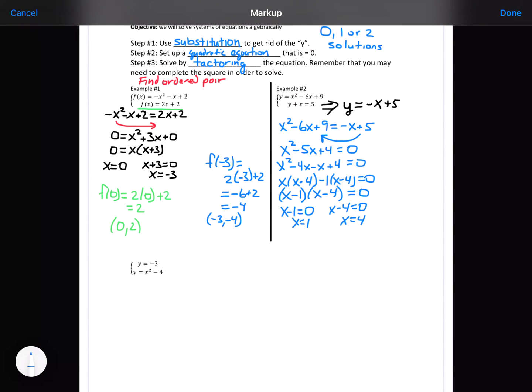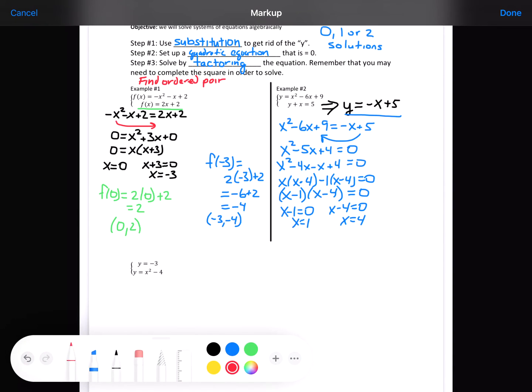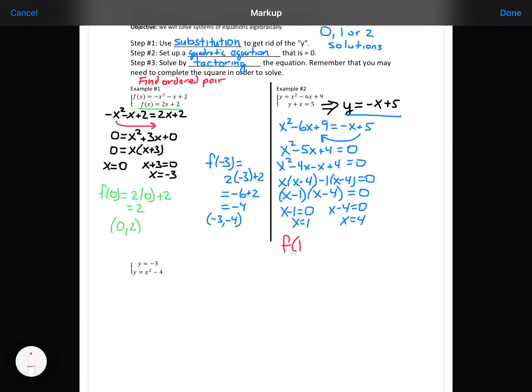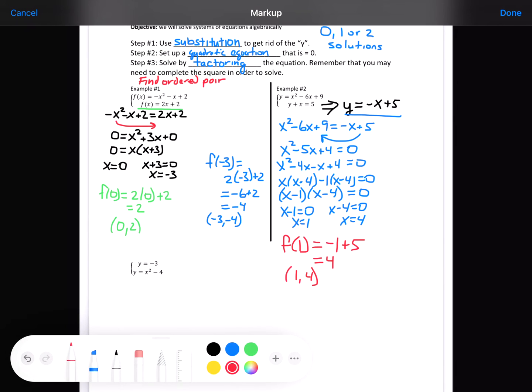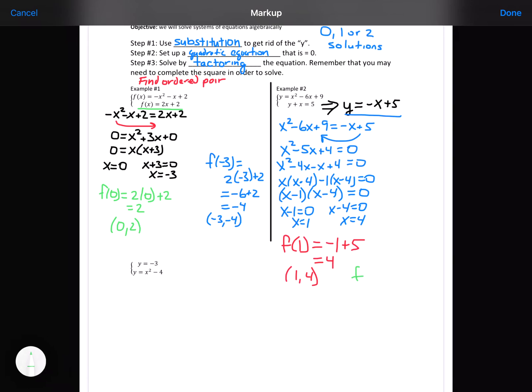And so I'm going to plug it into my equation right here, y equals negative x plus 5. So for this first one, f of 1 equals negative 1 plus 5, or 4. So we have a point at 1, 4. And then we also have a point at, when we have f of 4 equals negative 4 plus 5. So that equals 1. So we have another point at 4, 1. So 1, 4 and 4, 1, the two answers for example 2.